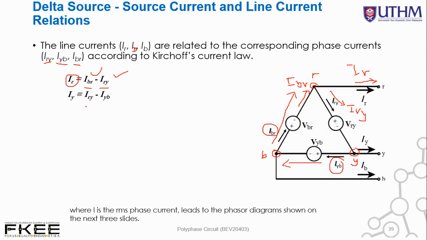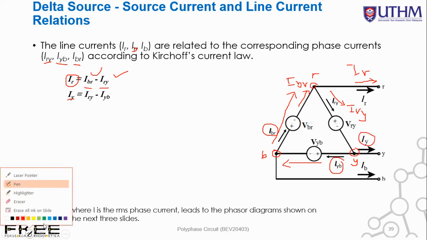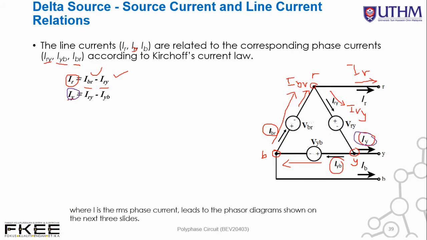And then similarly for the second line current, which is IY over here, IY. Okay, let me change the color. So to this one. So we have IY, the second line current. So this is actually IRY minus IYB. So we have this node Y. So we have the IRY, the current which is coming into node Y. Okay, this node, the one in purple color. So minus the current which is leaving node Y, IYB.